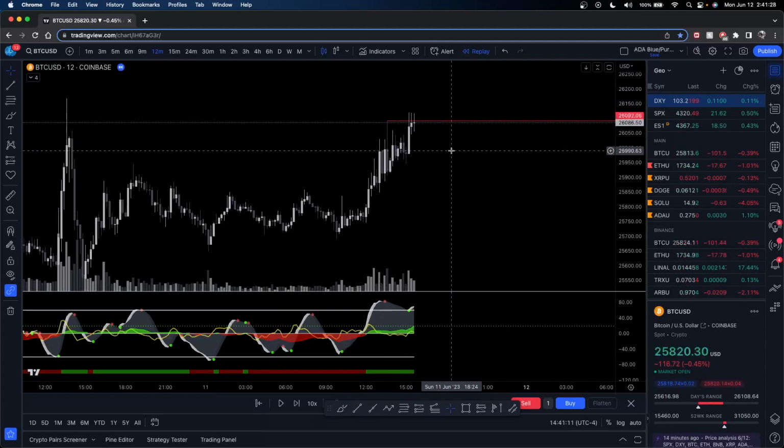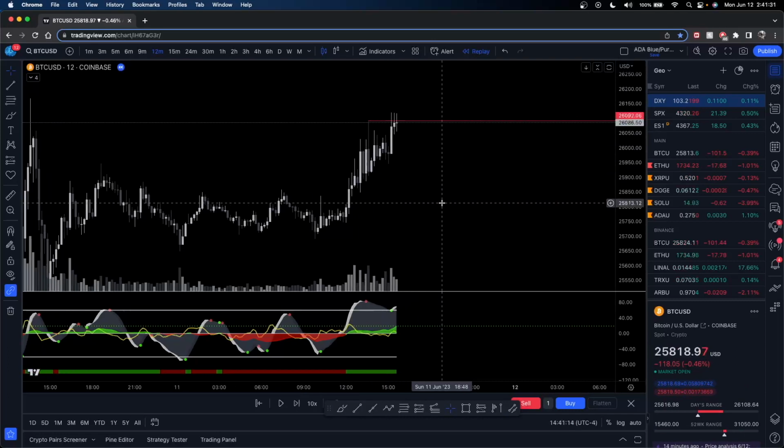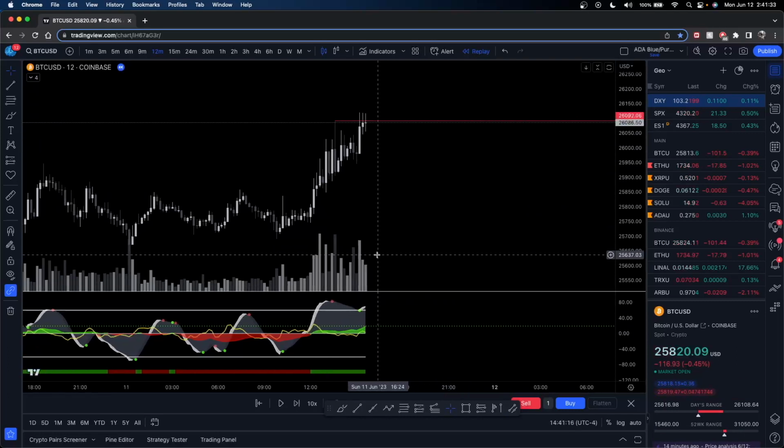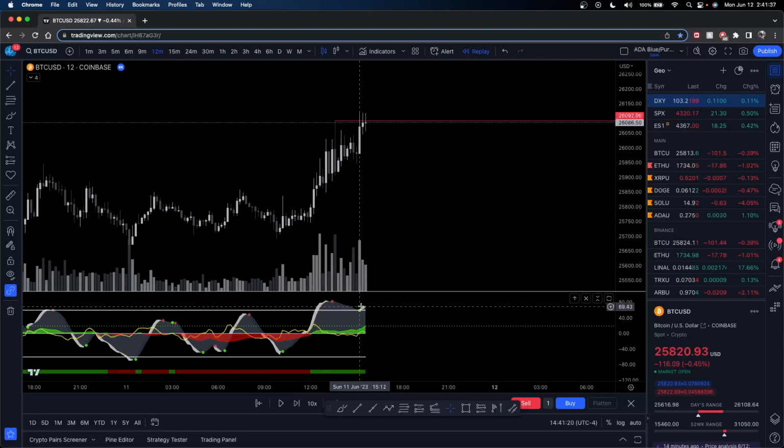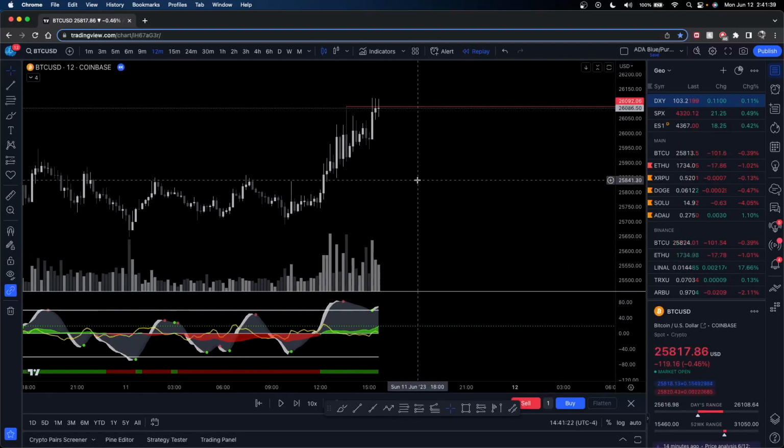And I don't really remember what happened here, but we're going to find out because we're in replay mode. So in this case, if you were to have shorted right over here with anticipation that this would curve down and you would get your bear div, you would have gotten wrecked.